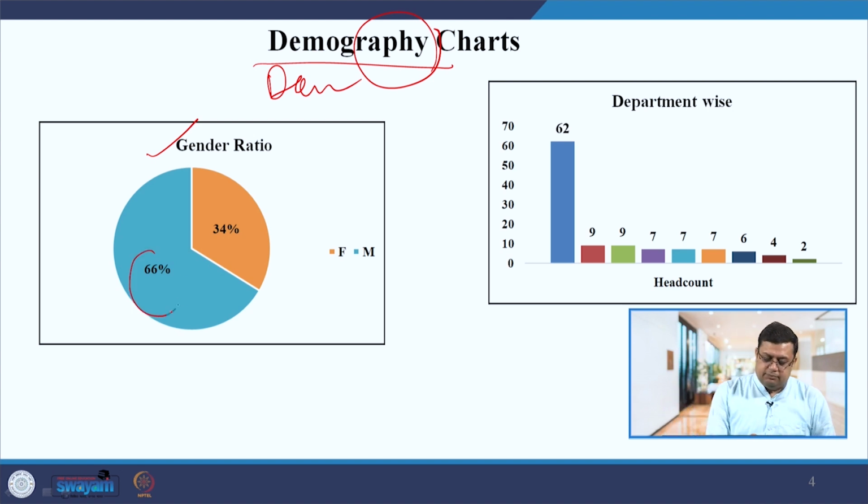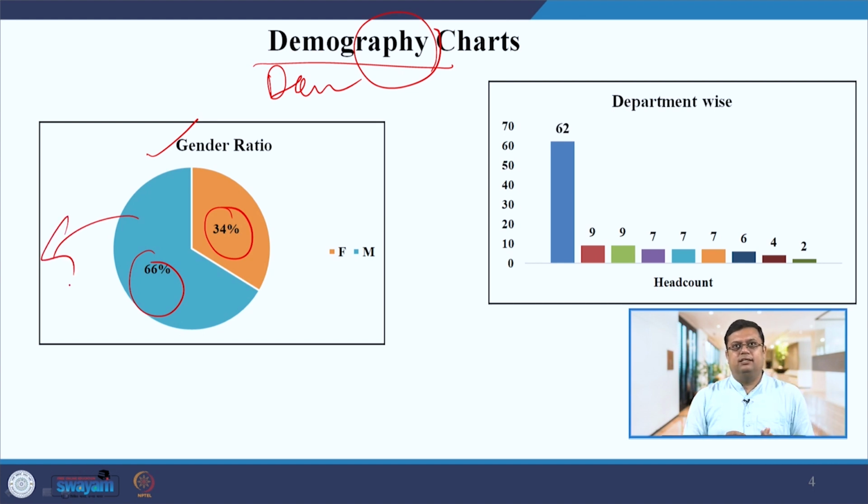Percentages are there: 66% are male and 34% are female. What is the mistake that you can see in this graph presentation? Numbers are not there. When you are visualizing the data in this format, you can add numbers also. Whichever tool you are using, whether it is Excel, Tableau or Power BI, in all three data visualization tools this option is there. You can use the number along with the percentage, and that is how you can visualize.